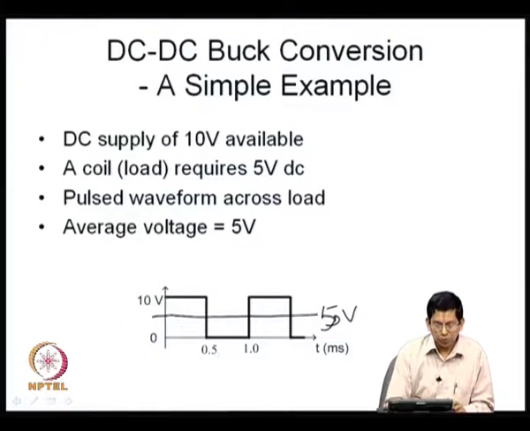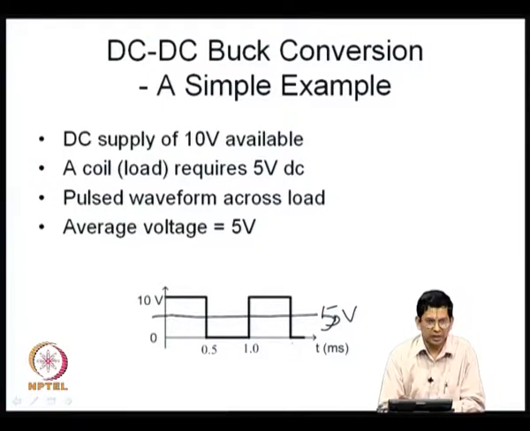So, you get 5 volts across the load; what happens to the remaining 5 volts? It is dropped. Where? It is dropped across some switch basically, and that switch does not dissipate any power. Let us come to it a little later. Let us first try and understand how we can manage this waveform. This is a square waveform.